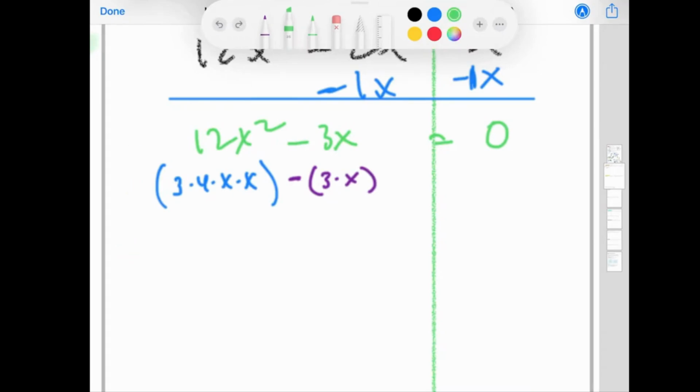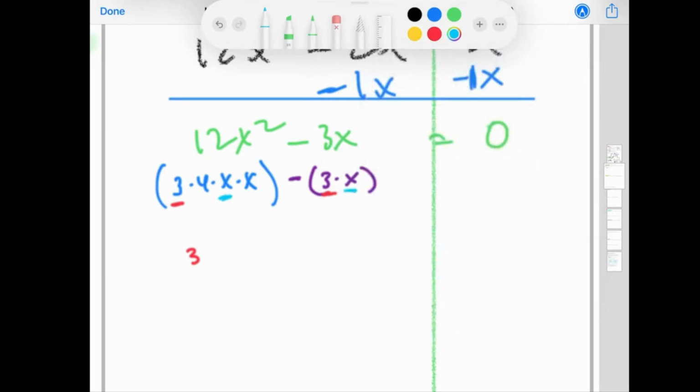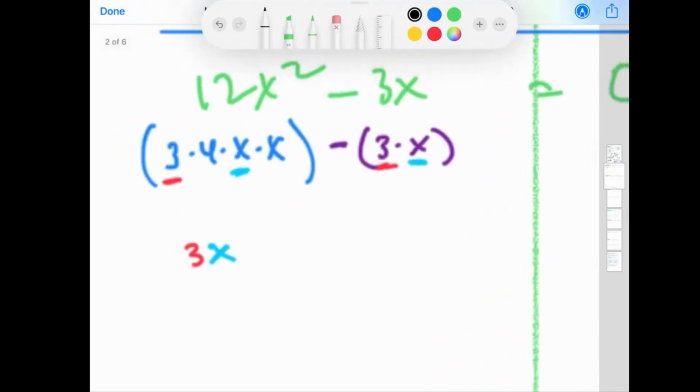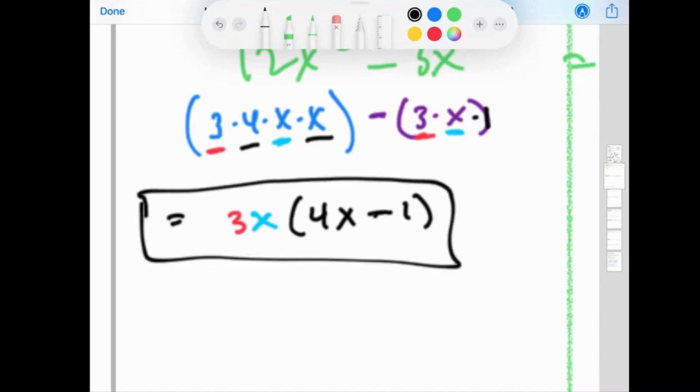Okay, what do I have in common here? And hopefully you can see my color coding. I have a 3 in common, and I have an x in common, the light blue. Okay, what do I not have underlined in red or light blue? That's a 4x, and there's nothing left in there. When there's nothing left, it's always a 1. Why? Because I need to write something there. This is my answer, 3x times quantity 4x minus 1.